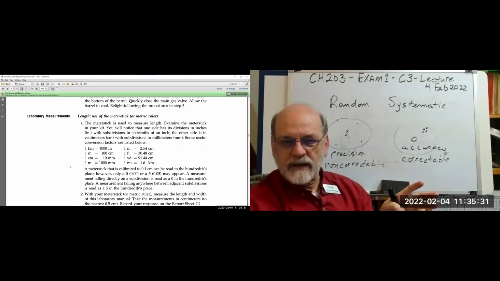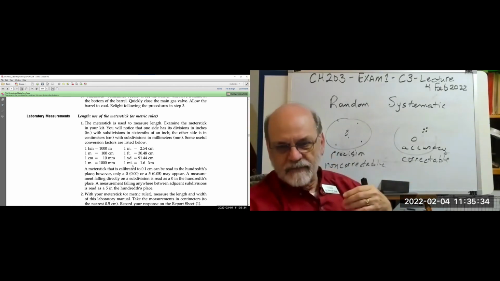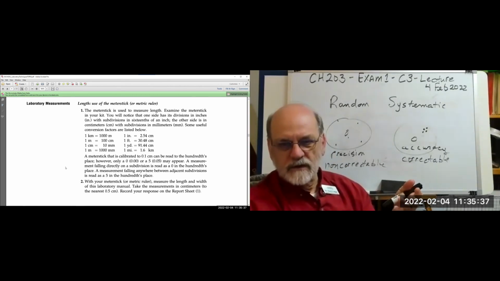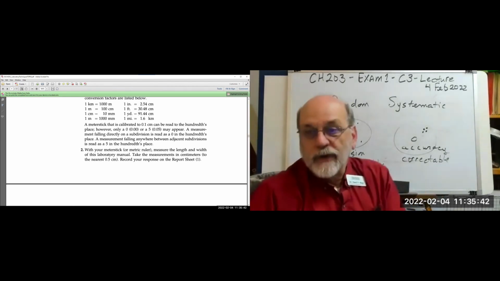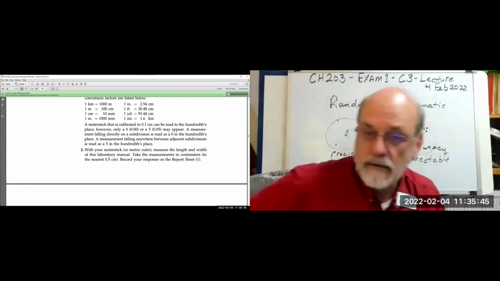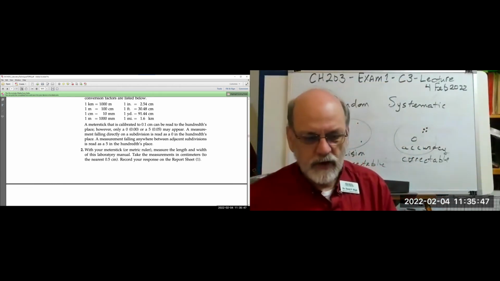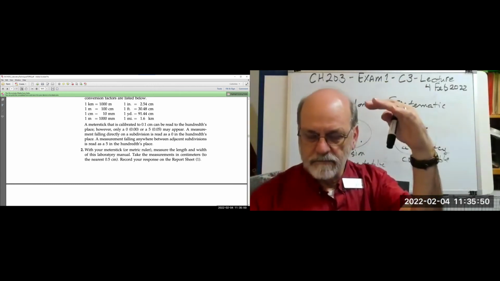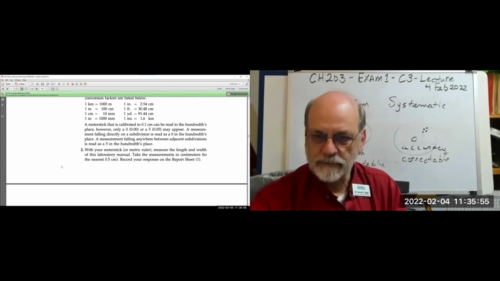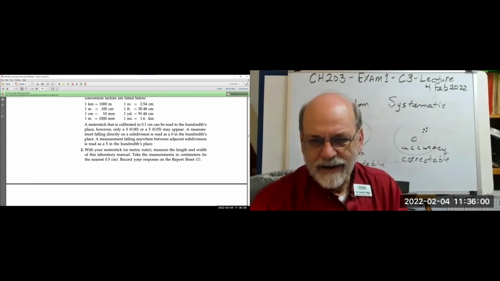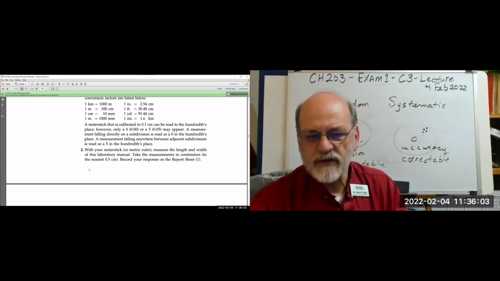Then we're going to use a meter stick to make measurements. This is a description of the meter stick, of course. With your meter stick, we're going to measure the lab manual. Well, you might have a lab manual. Yeah, I had you buy one. You can bring it, or you can just measure the handout. That's perfectly acceptable. Make a measurement in centimeters to the nearest 0.5 centimeters. Actually, you can probably get more accurate than that.